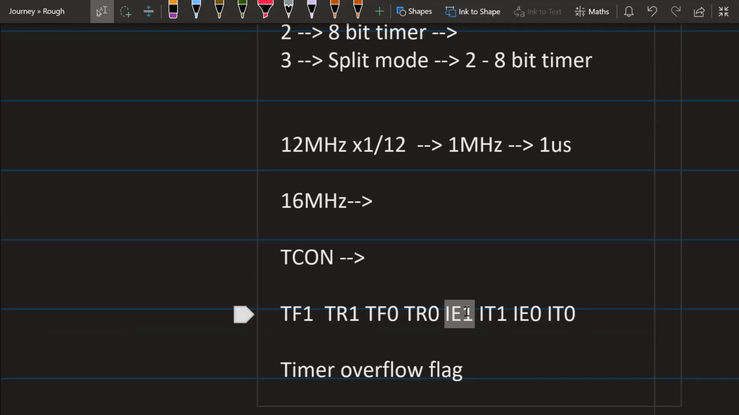So IT1 is the external interrupt enable. If you want to use the timer in counter mode based on an external interrupt, then you have to set this IT1. This IT1 is called external interrupt enable. Clear?